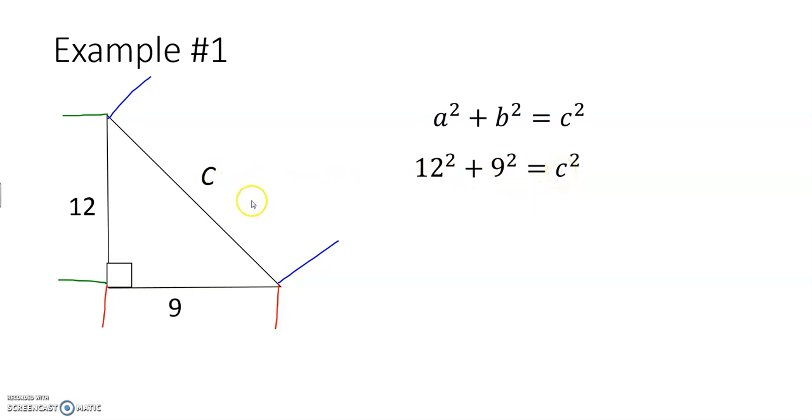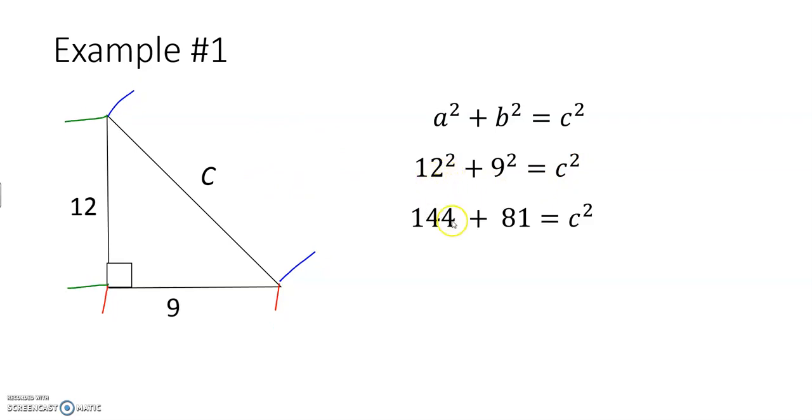And we know we're eventually going to be getting the area of this square, so we're going to need to square that. Well, when we do 12 times 12, we get 144. So that means this area here will be 144. 9 times 9 is 81, so the area of this square right here will be 81. And then C times C, well, that's still just C squared.